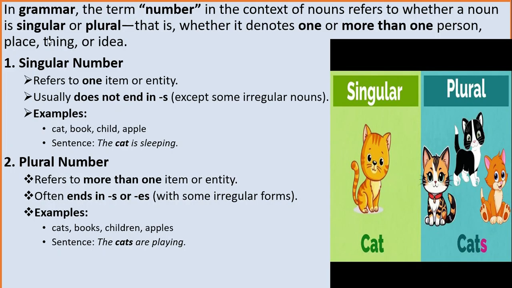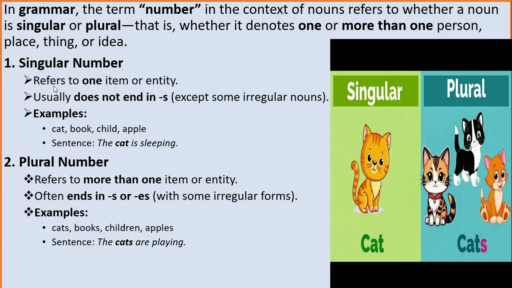So in grammar, the term number in the context of nouns refers to whether a noun is singular or plural. That is, whether it denotes one or more than one person, place, thing, or idea. So there are two numbers in English. They are the singular number and the plural number. So what is singular number?